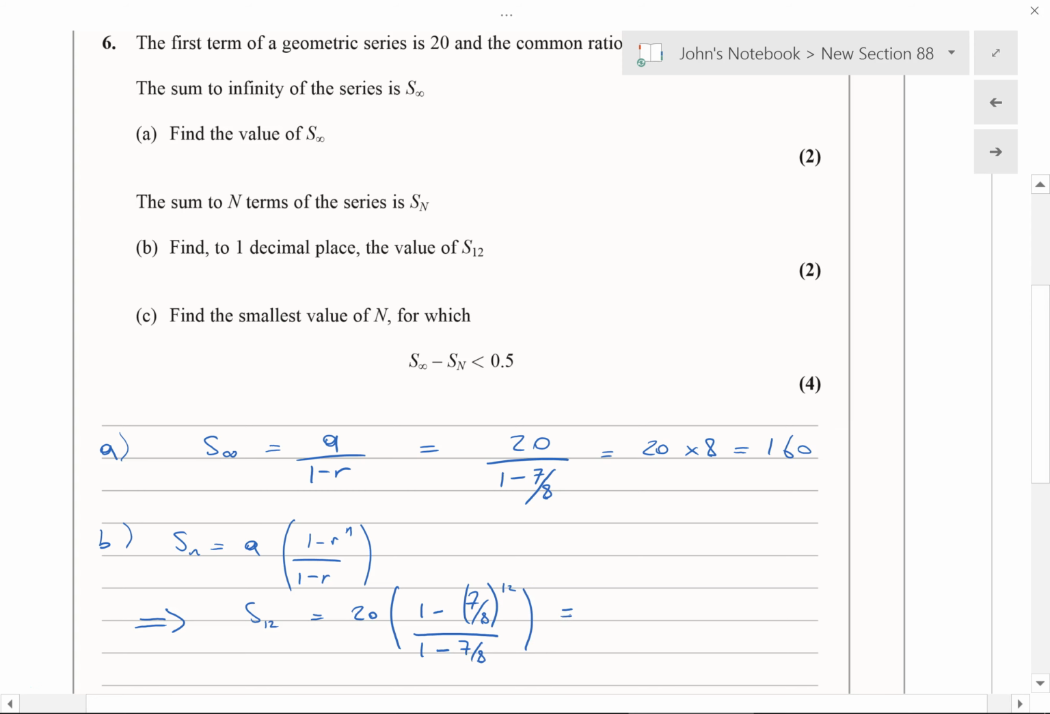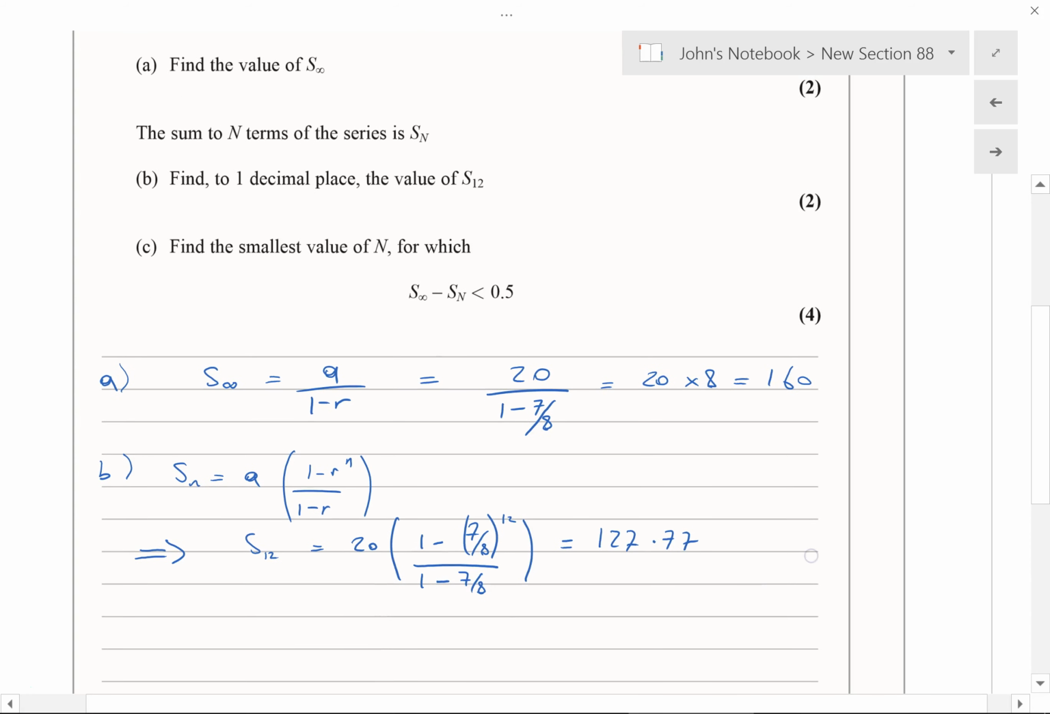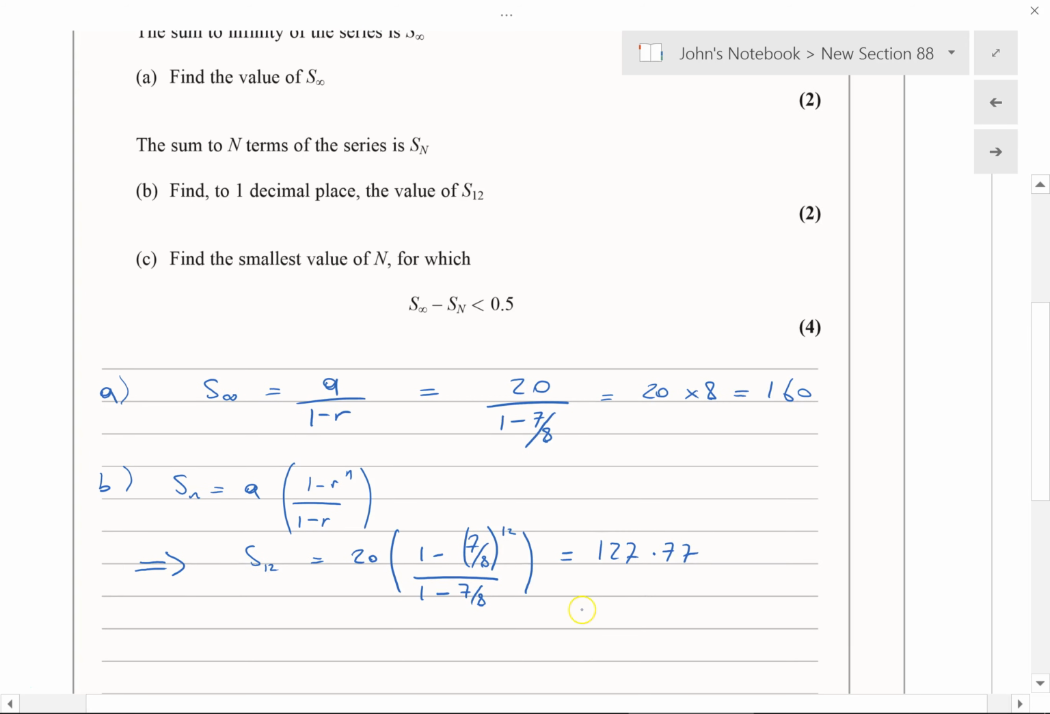Okay, and if we work that out, that comes to 127.77 and a load of other digits. It's asked for one decimal place, so let's round that and make sure we give one decimal place: 127.8. Okay, right.